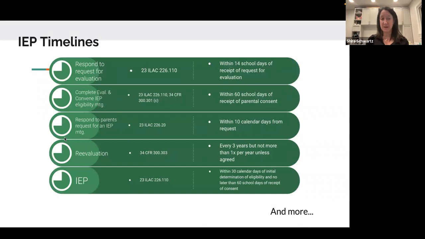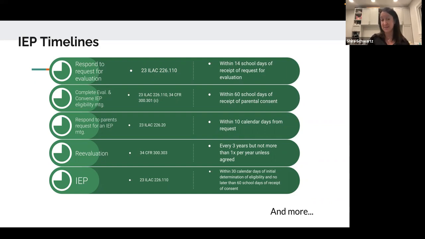So, timelines for IEPs, and you can Google all of these again. Just briefly, when you request an evaluation to determine eligibility for special education, the school has 14 days to get back to you on that. So you're saying, I think something's going on, I would like my child evaluated. They can say yes, they can say no, but they have 14 days to do it.